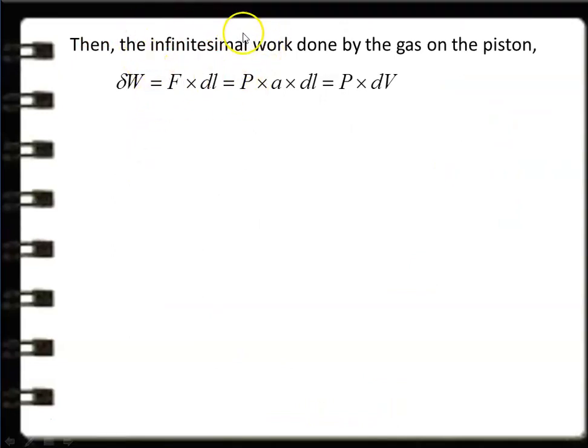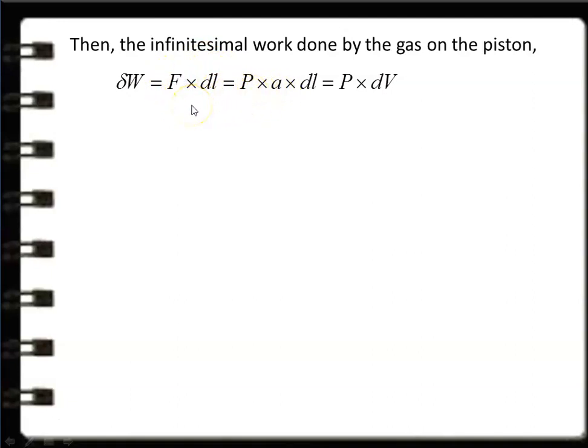Infinitesimal means very small work for a small change in the position. Infinitesimal work done by the gas on the piston, del W equal to F into dL. So from the mechanics point of view, work done equals force into distance. F is the force acting on the surface of the piston, and dL is the small change in the length. And this F equals pressure into area.